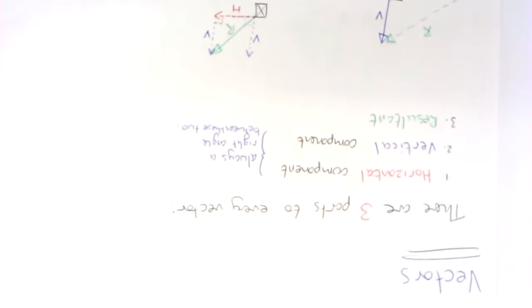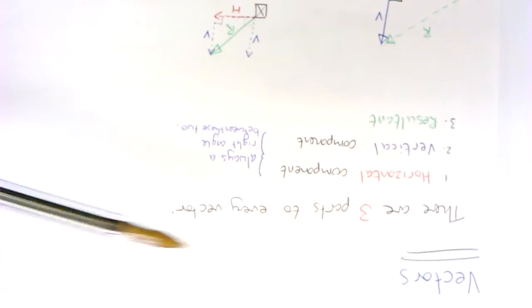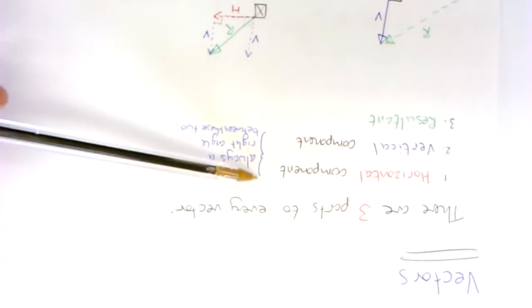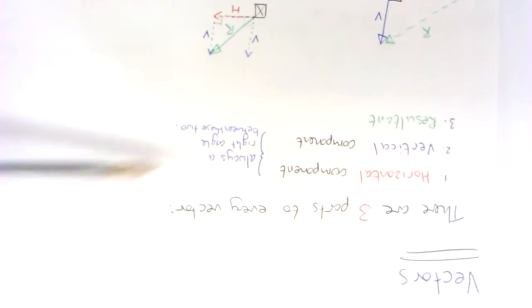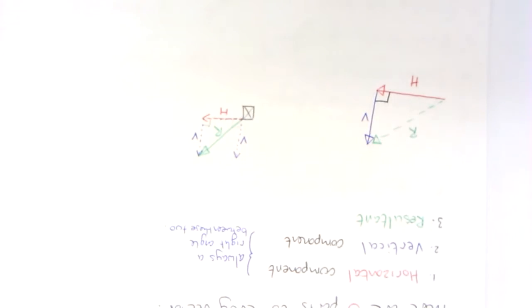Okay, here's some help on vectors. First thing to remember, there's 3 parts to every vector. There's the horizontal component and the vertical component. And as they are horizontal and vertical, they're always at 90 degrees to each other, always at right angle. And there's always a resultant vector as well to the components.